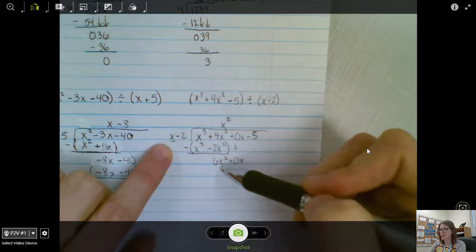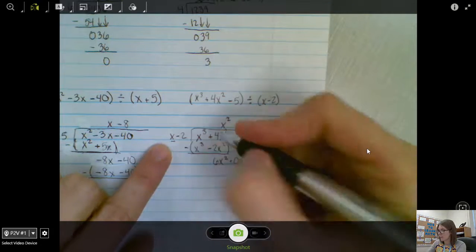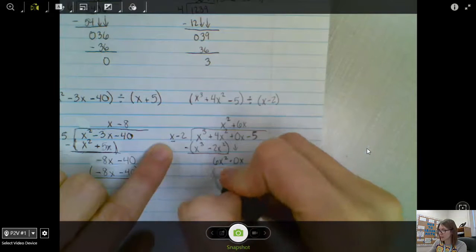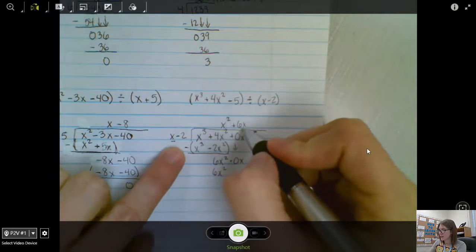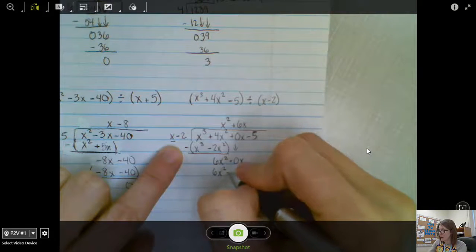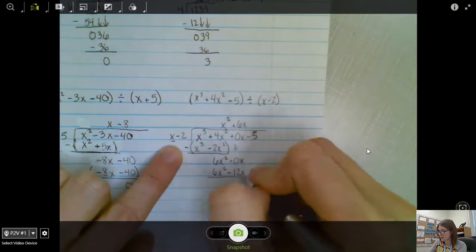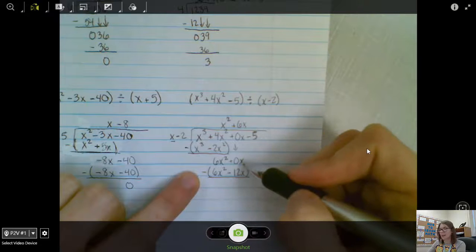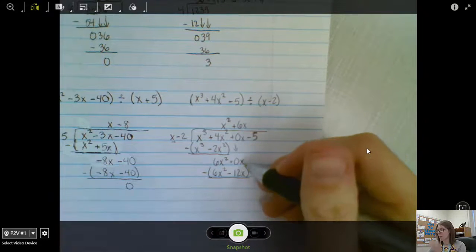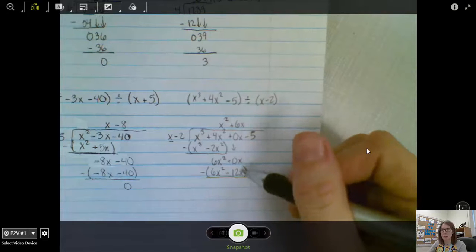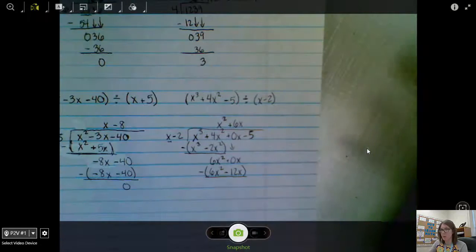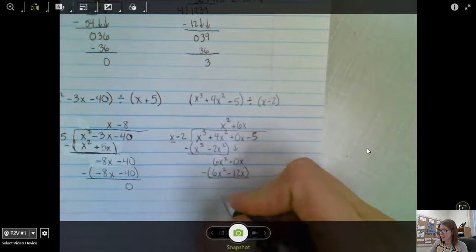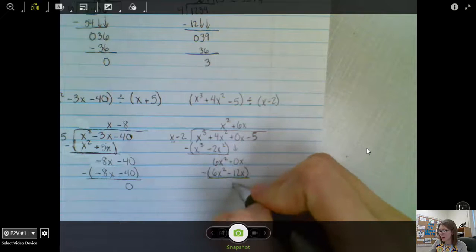What times x gives me 6x squared? 6x. 6x times x is our 6x squared. The 6x times negative 2 is negative 12x. Subtract straight down. Now, if we didn't have our placeholder and we had the negative 5 here, we'd be kind of stuck because we wouldn't be able to combine these terms. We wouldn't have like terms there. So again, that's why we really want to make sure we have our placeholder. 6x squared minus 6x squared cancels out. We have positive 12x.